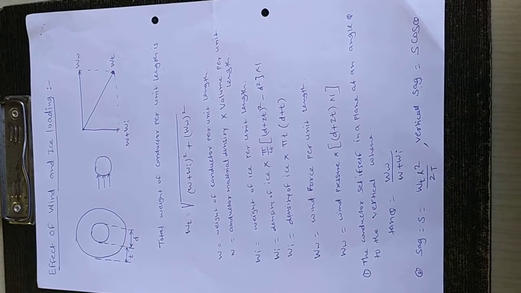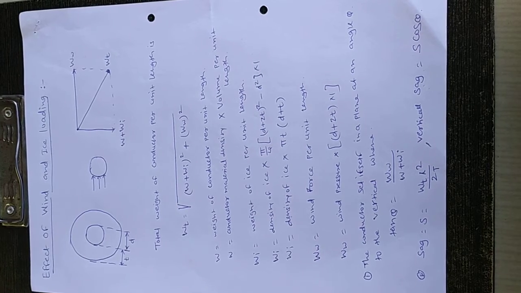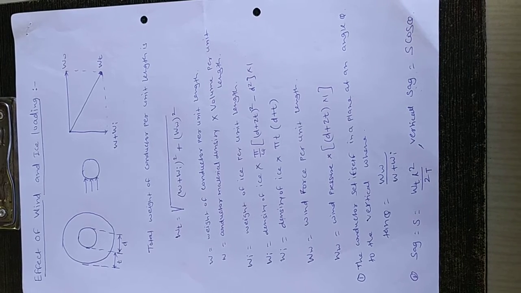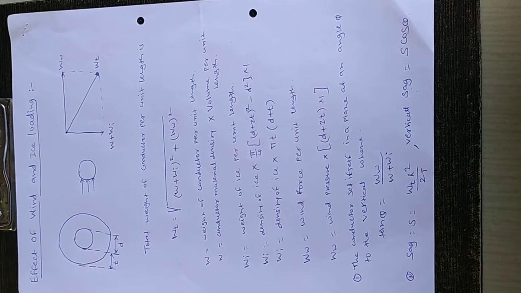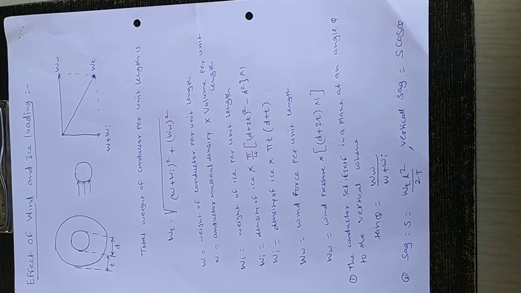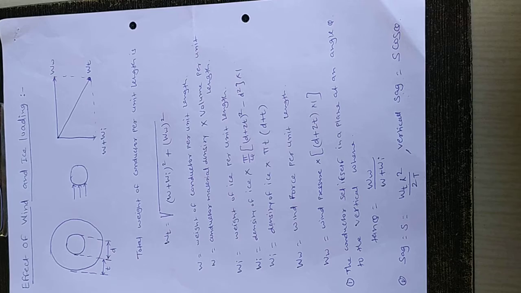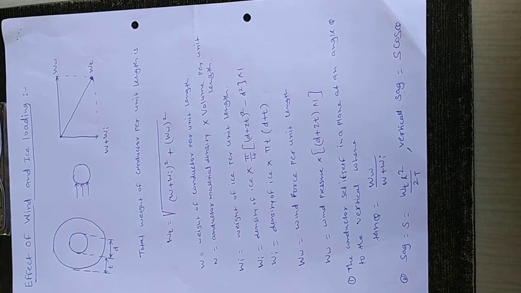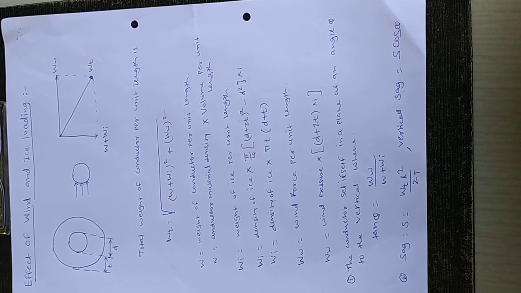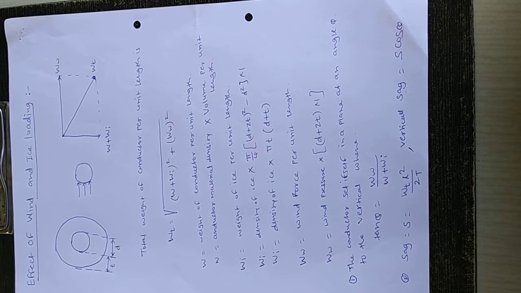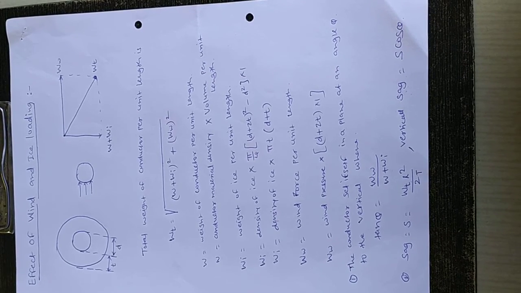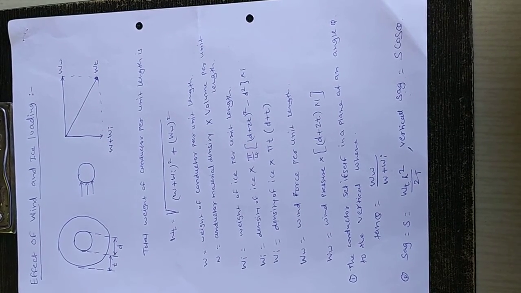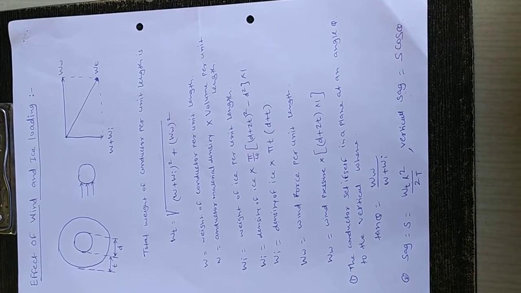Then we have to discuss the effect of wind and ice loading on the conductor. Weight of the ice acts on the transmission line in the downward direction, so total weight of the conductor is W plus Wi, and wind pressure is horizontal to the conductor, so wind force is Ww. Then total weight of conductor per unit length is given by Wt is equal to square root of (W plus Wi) bracket square plus Ww square. Then what is the W? Weight of conductor per unit length. What is the Wi? Weight of ice per unit length. Then what is the Ww? Wind force per unit length.